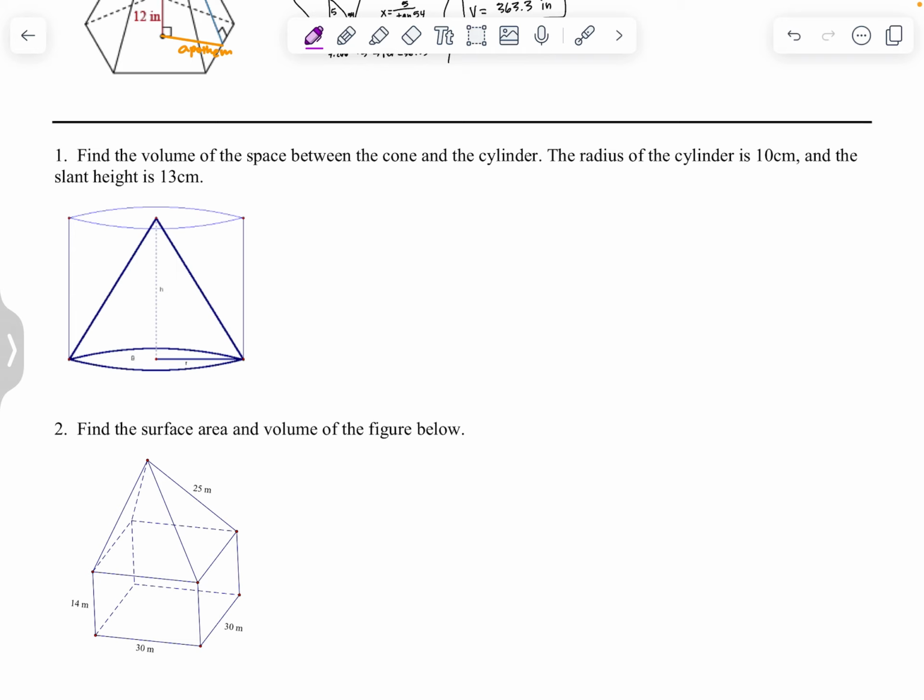So find the volume of the space between the cone and the cylinder. So that is kind of like this area, this gap that we could solve for, okay? So how can we solve for that? Well, the total volume would be equal to the volume of a cylinder, and we are actually going to take away the cone, right? So we're going to subtract the volume of the cone.